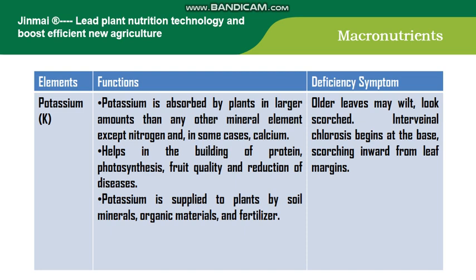Potassium is supplied to plants by soil minerals, organic materials, and fertilizer. Deficiency symptom. Older leaves may wilt, look scorched. Interveinal chlorosis begins at the base, scorching inward from leaf margins.